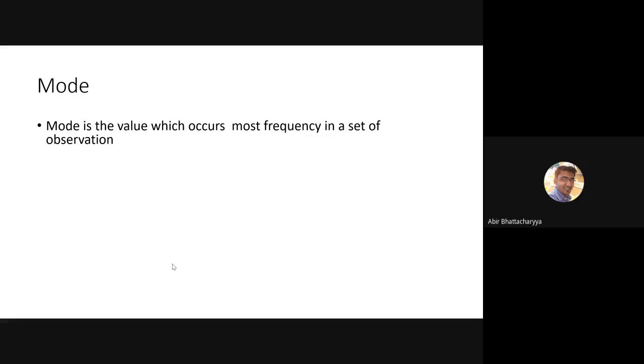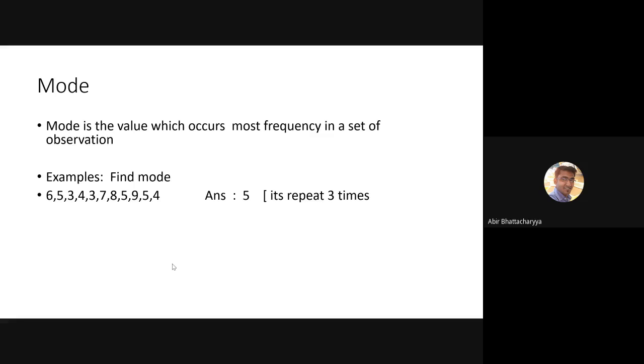The next part of your syllabus is mode. What is the mode? Mode is the value which occurs most frequently in a set of observations. In a specific data set, we check which specific value is occurring most, meaning the value whose frequency is highest. That value is known as the mode. Okay, so let us consider this case.